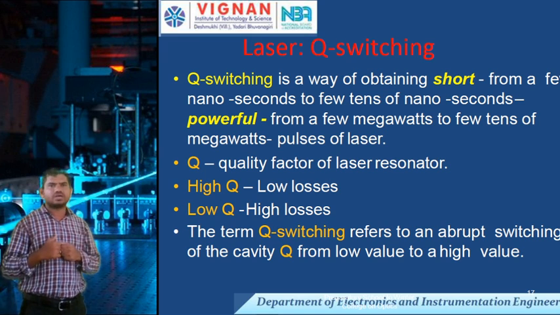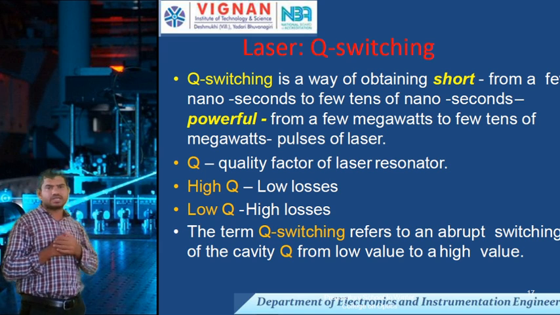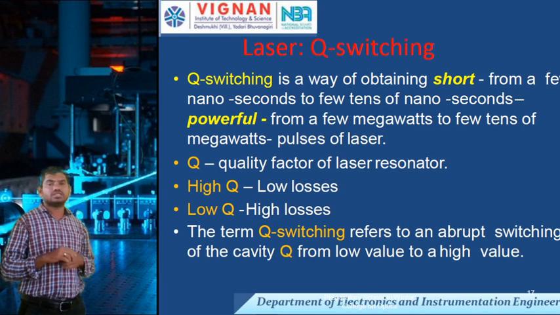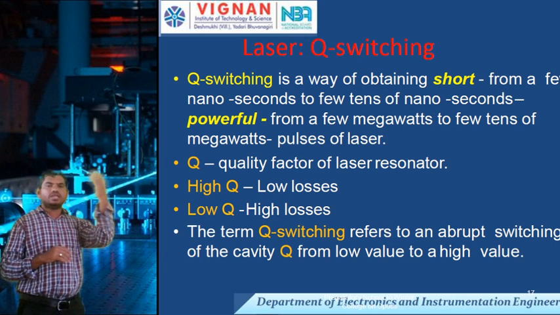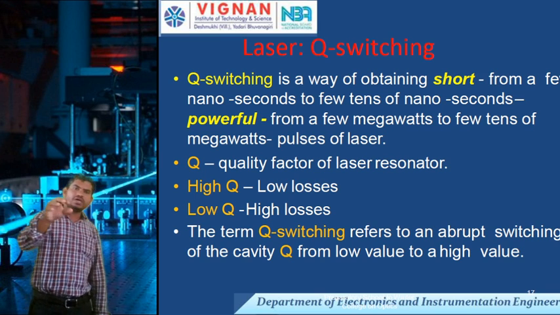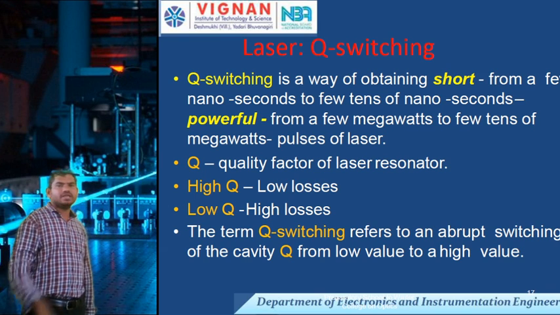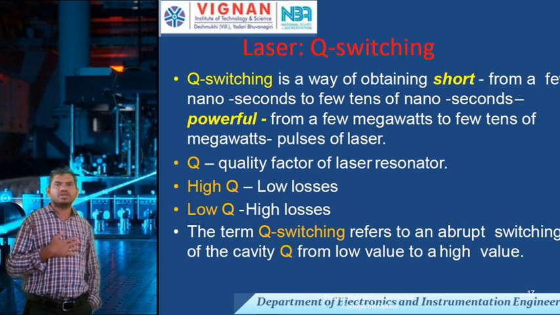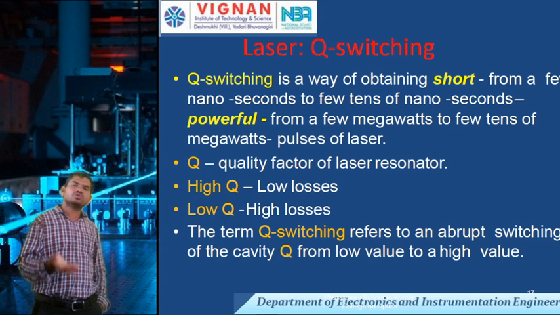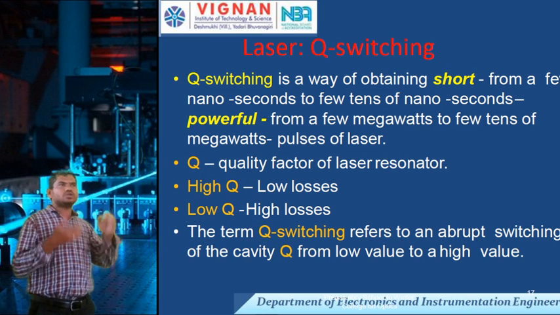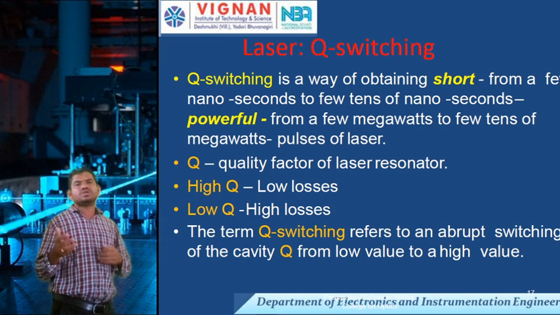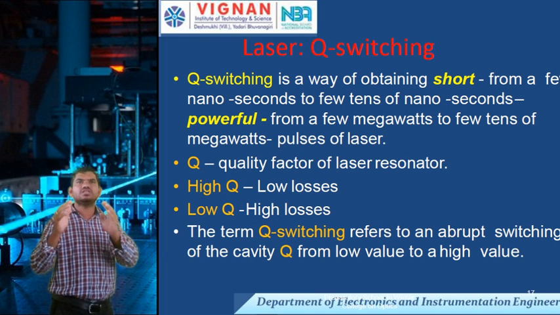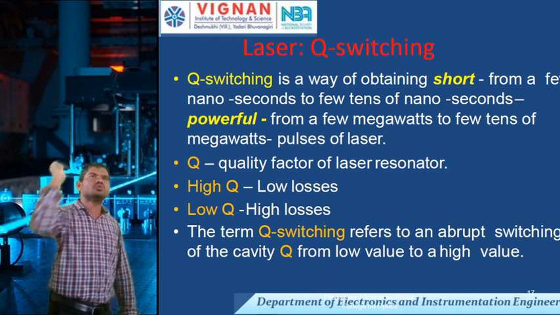Q means the quality factor. It indicates the quality factor of any resonator we are using for Q switching. Depending on this Q, we decide whether our laser light is strong and can transmit over a long distance or not. If my Q value, my quality factor, is high, then that light transmits over longer distances.